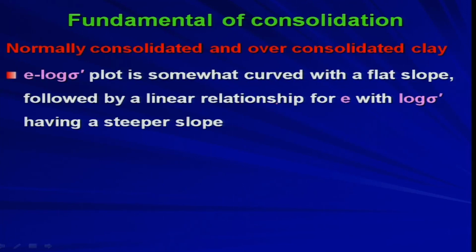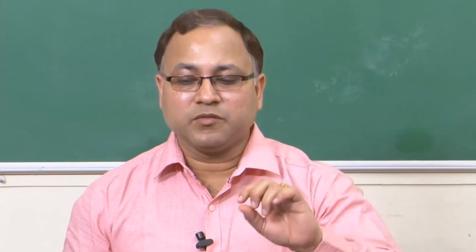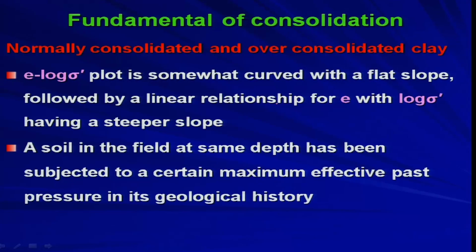Now, the e versus log sigma prime plot is somewhat curved with a flat slope, followed by a linear relationship of e with log sigma prime having a steeper slope. This is a common trend observed in the consolidation plot. Initially it is curved with a flatter slope, and then you have a linear relationship with a steeper slope. A soil in the field at some depth has been subjected to a certain maximum effective past pressure in its geological history.